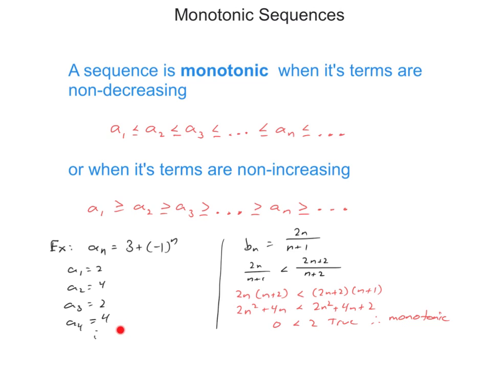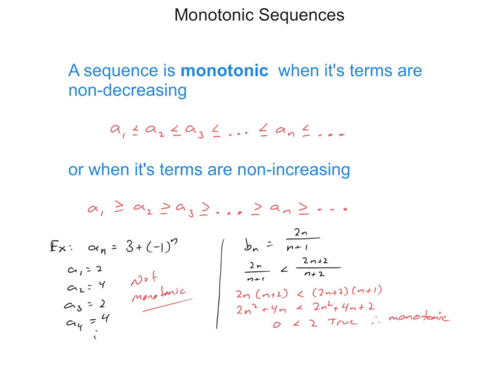In this case, this is not monotonic because I went from 2 to 4. I went up, but to go from a sub 2 to a sub 3, I have to go down. So I'm not always going up or always going down. So in this case, that one right there is not monotonic.